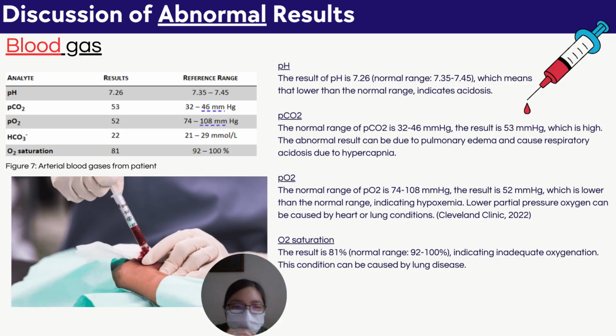In this slide, the blood gas analysis shows the patient has a blood pH of 7.26, indicating acidosis, and the PCO2 level is high, which suggests respiratory acidosis, likely due to pulmonary edema. The patient's PO2 and oxygen saturation levels are also low, pointing to inadequate oxygenation, possibly due to lung disease.